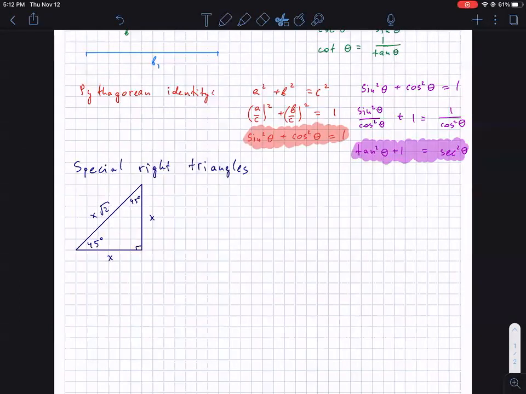I'm just going to stick with this for a little bit. So, special right triangles. There are two special right triangles: 30, 60, 90 and 45, 45, 90.